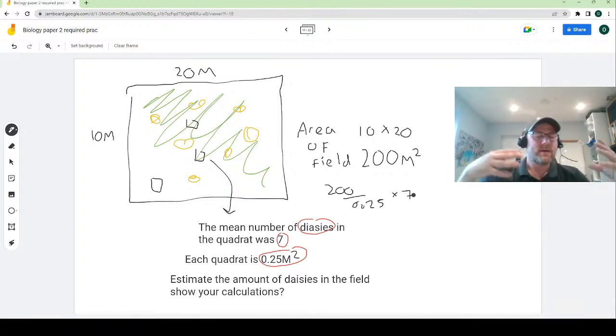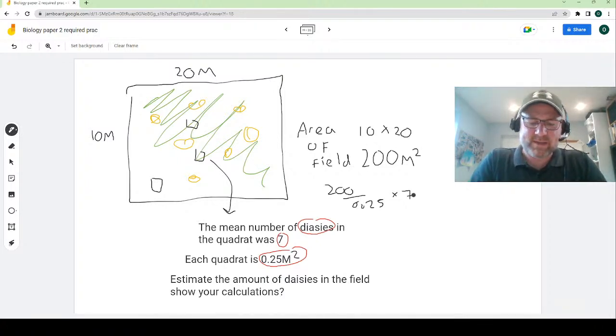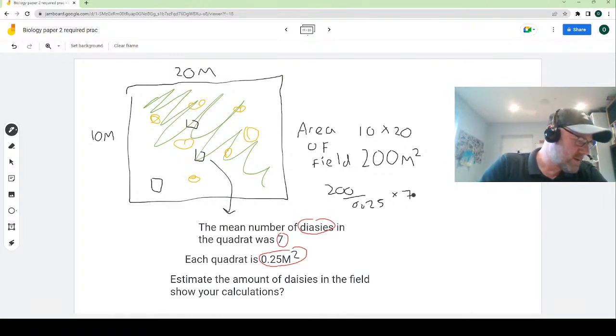So essentially, there's 4 quadrats in 1 meter squared, because each quadrat is 0.25. So you could do 1 divided by 0.25 is 4, or you could do 200 divided by 0.25. So let's have a little look. Basically we've got 800 quadrats times 7. So there's 800 quadrats that can fit in that field.